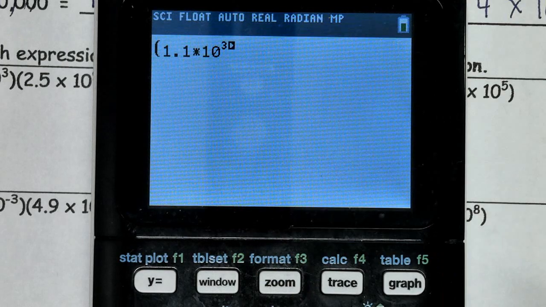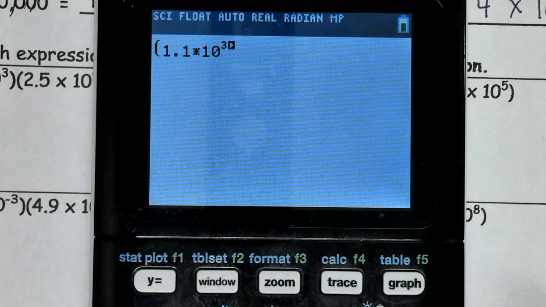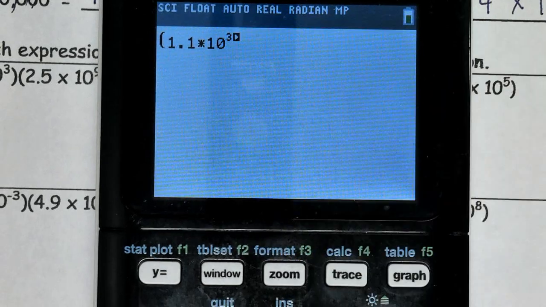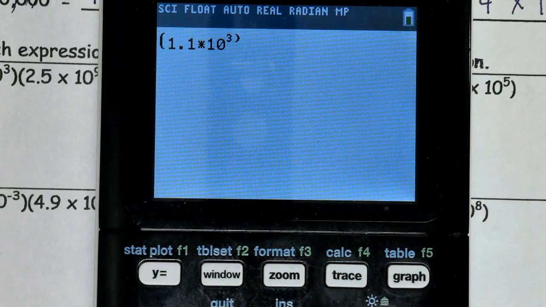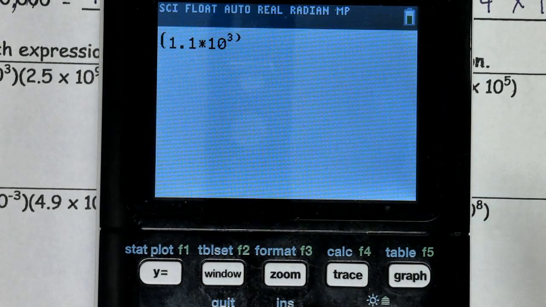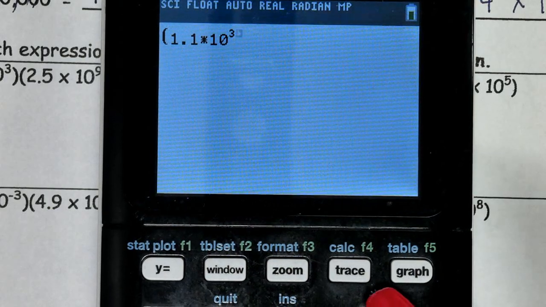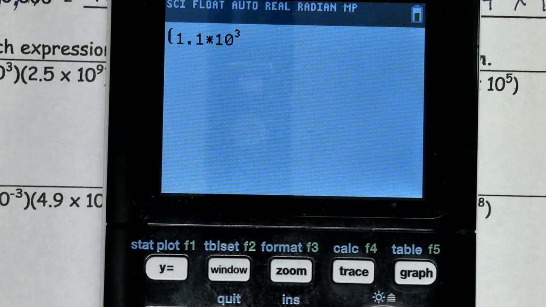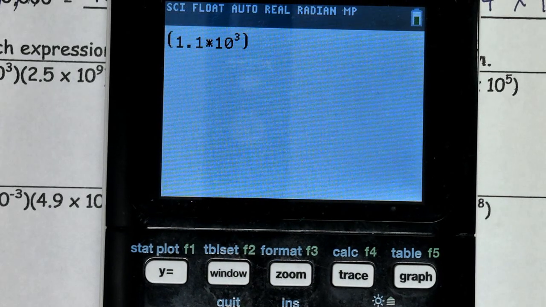Where's my cursor right now? On the exponent. So what would I have to do before? Look, right now, if I don't do anything, does that look right? No. So I have to arrow out to make sure that that little cursor becomes bigger and normal. So now I can close it.